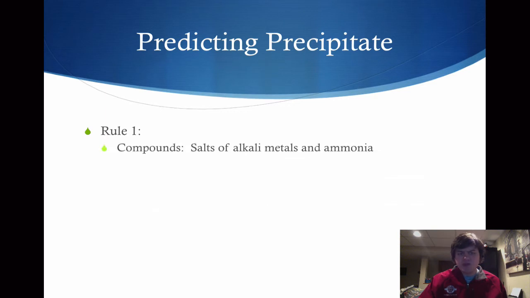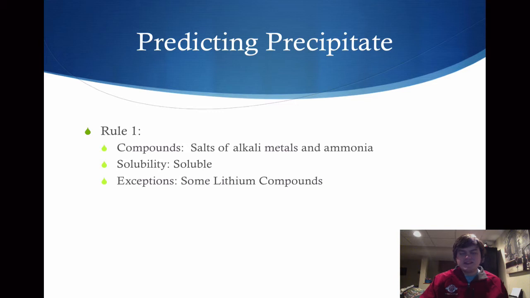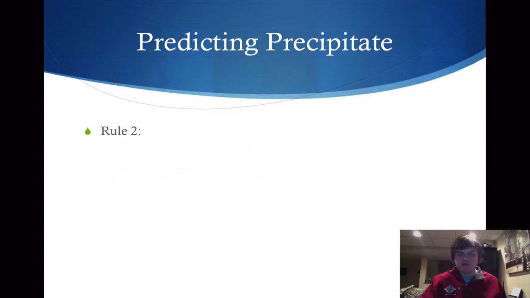So rule 1: the compounds that this is relevant for are salts of alkali metals and ammonia. That means in group 1A, any salts including sodium, lithium, potassium, anything out of 1A, and then the ammonium ion. These are soluble. Almost all of these salts are soluble. The exception is some lithium compounds.